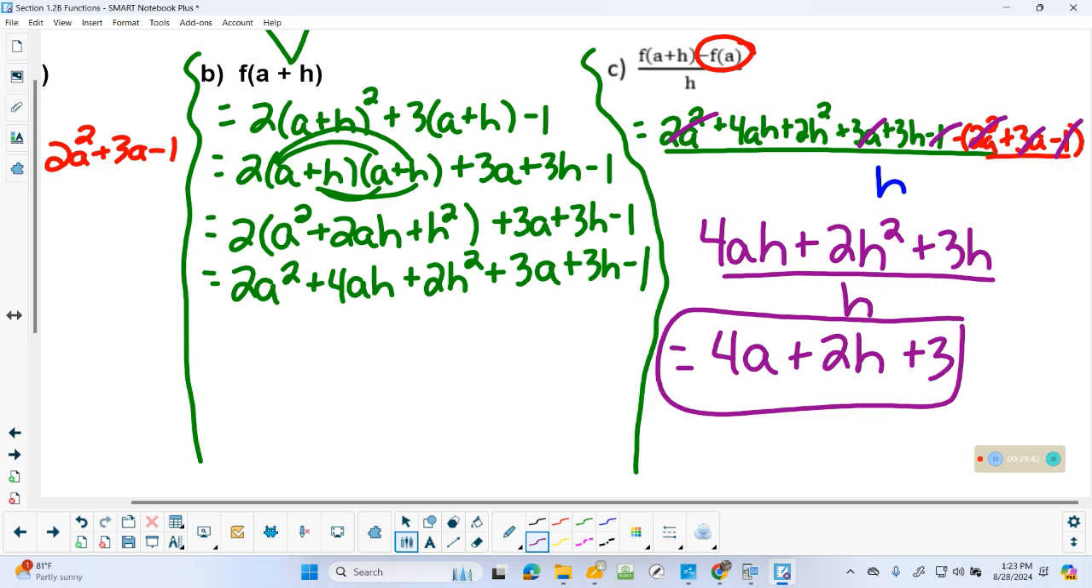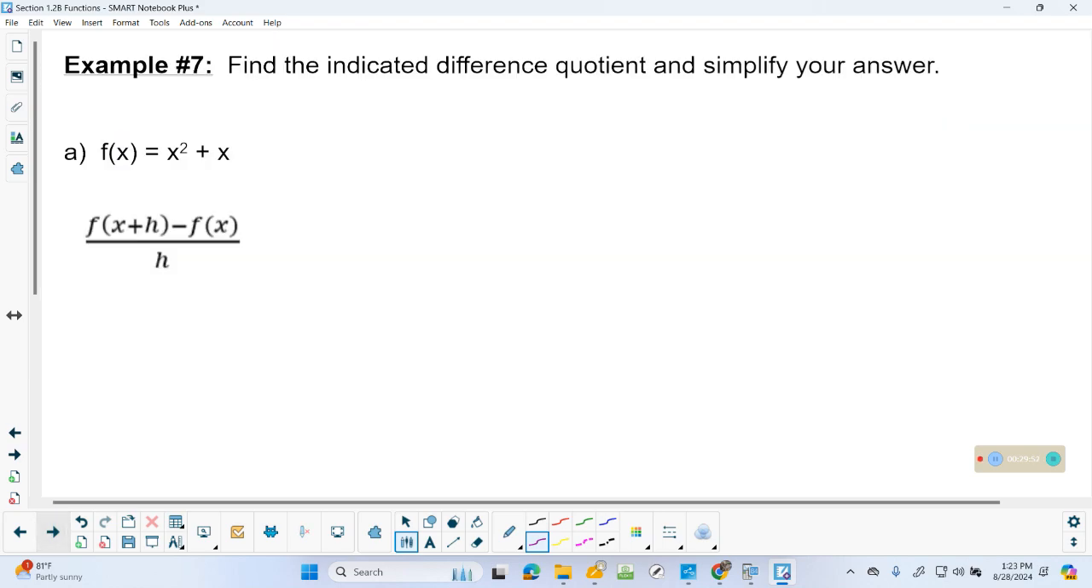You do a lot of it with limits. That's why we practice it now. So here we go. Are we ready? We're going to do a couple more. Are they all this bad? No. Okay. Find the indicated difference quotient and simplify your answer.